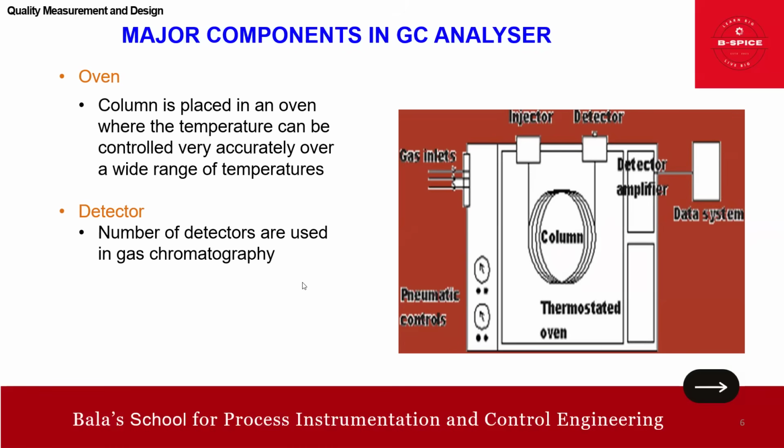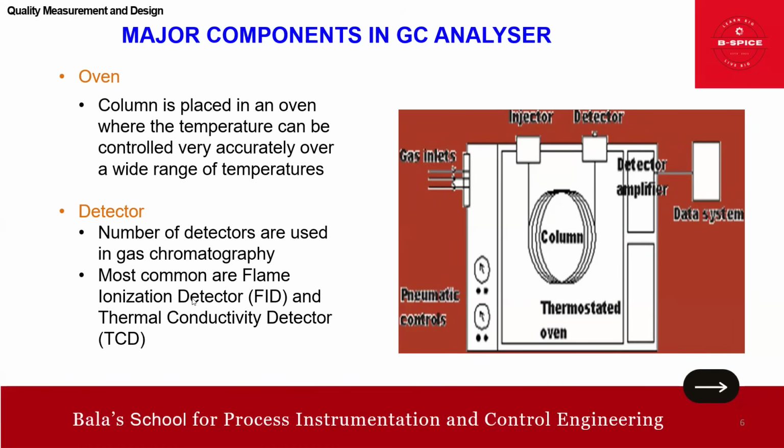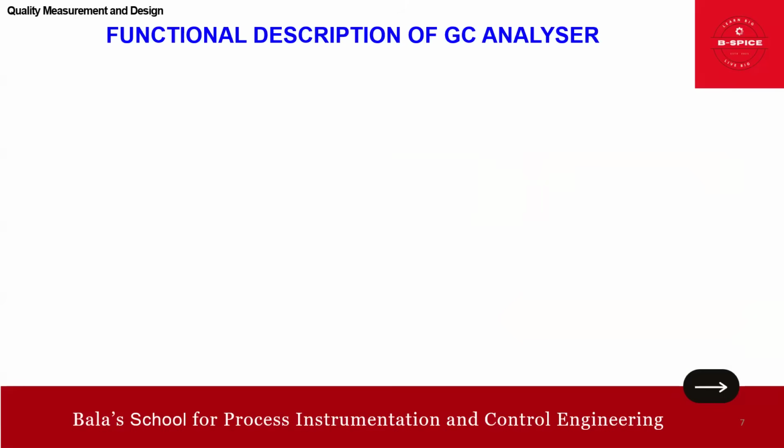We have a detector. A number of detectors are used in gas chromatography. Many numbers mean many types. The most common are the flame ionization detector, which is FID, and the thermal conductivity detector, which is TCD. You would have heard this, right? This is also very important. So this is about the components.